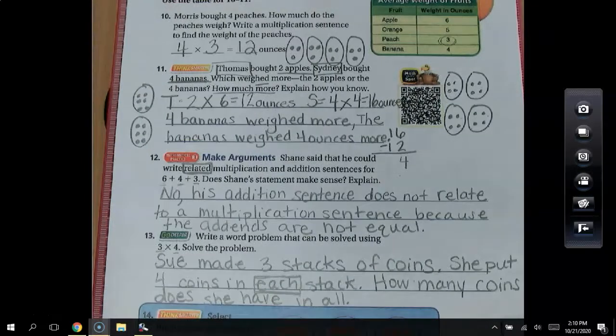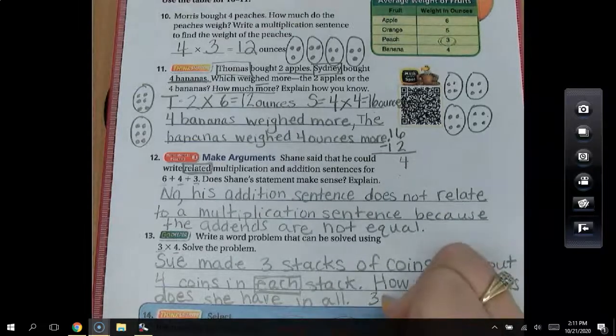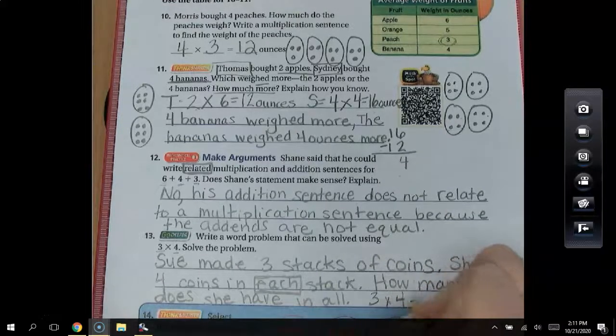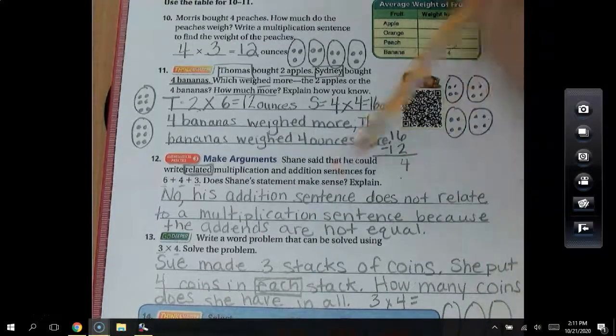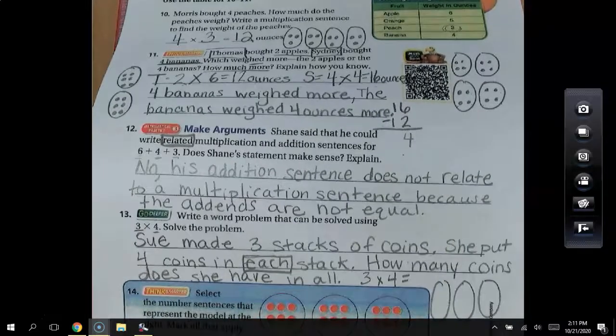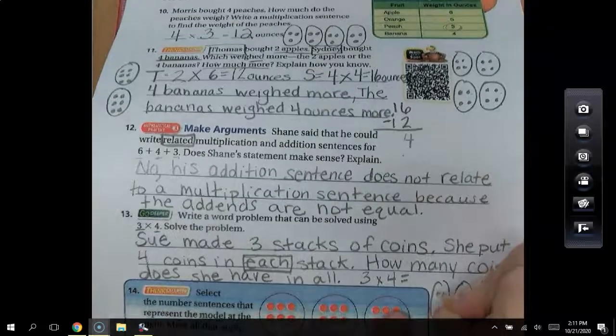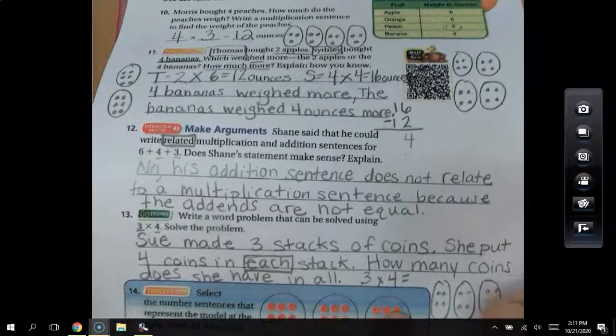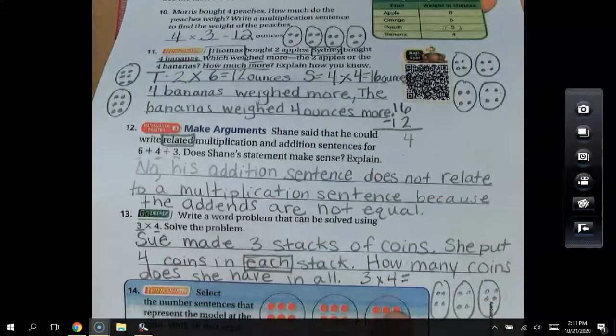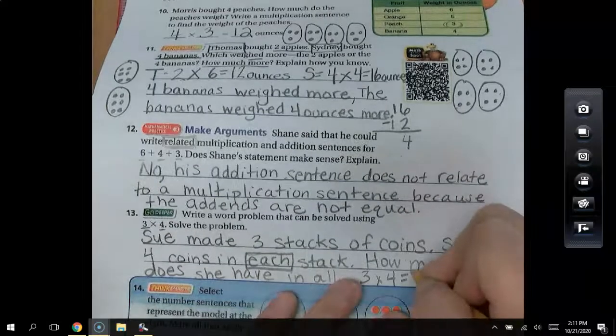Well, let's solve this problem. I have 3 stacks of coins times 4 coins in each stack. Let's draw a picture. 3 groups, 4 in each group. Which is a total of what? 4, 8, 9, 10, 11, 12. 12 coins.